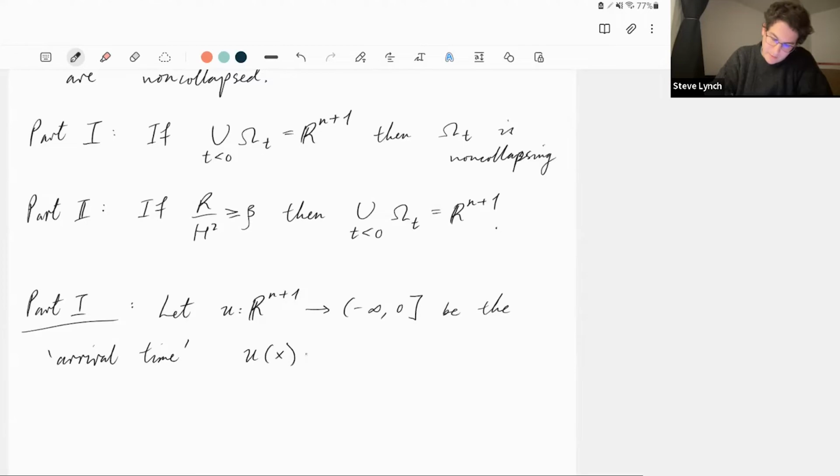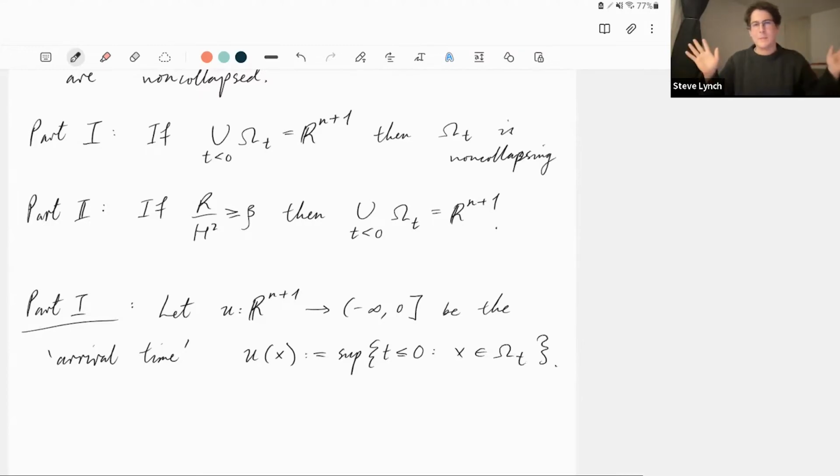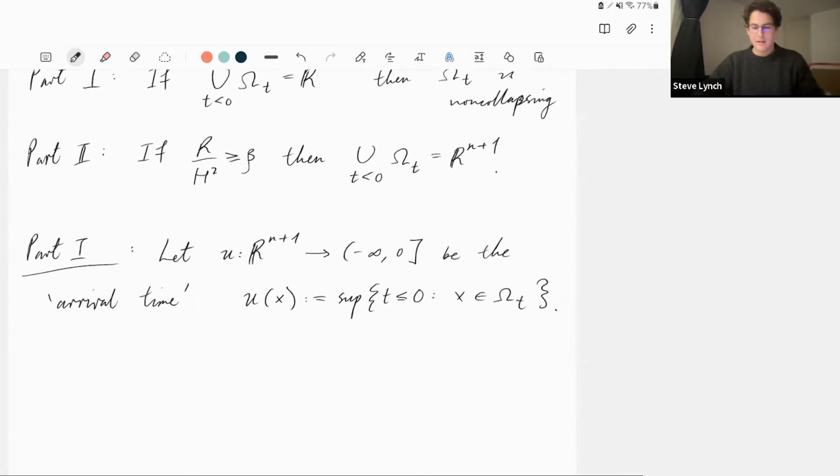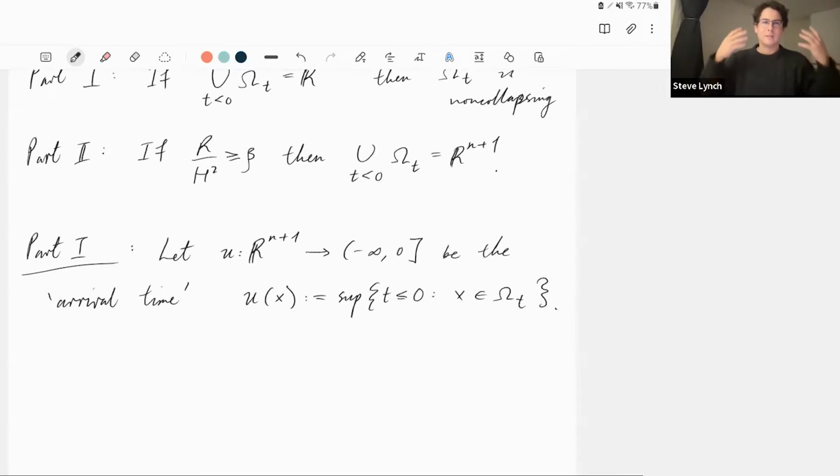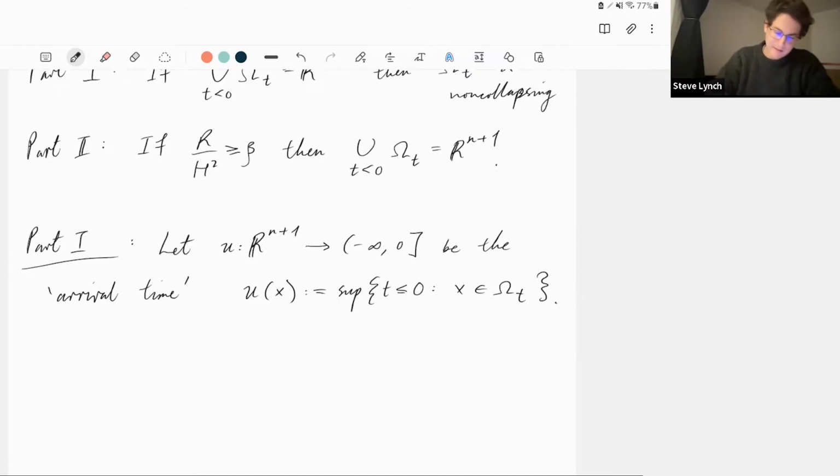So u at the point x is the supremum of all times for which x is in Omega_t. Okay, so this means that if the boundary of Omega_t reaches x, then u of x is exactly the time at which this happens. Or in other words, the time slices of the solution are just the t level sets of this function u. So this encodes the whole solution in a function which is sort of one dimension higher.